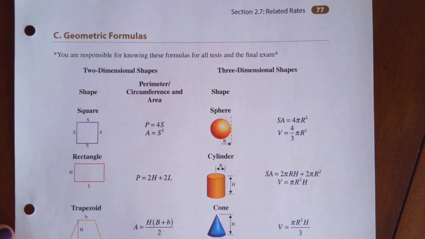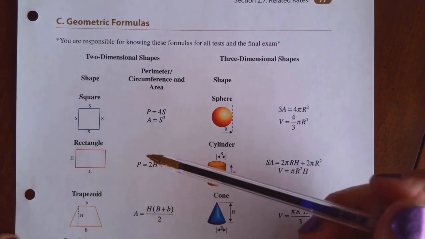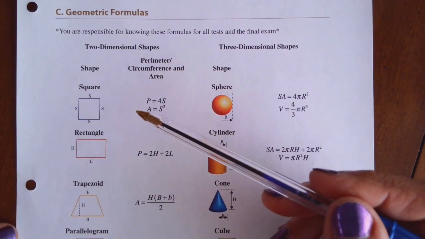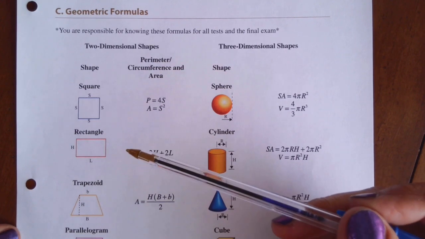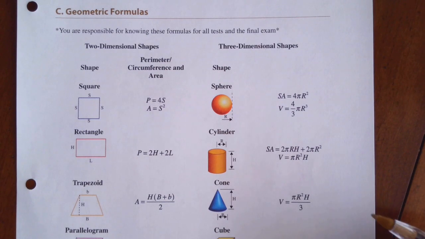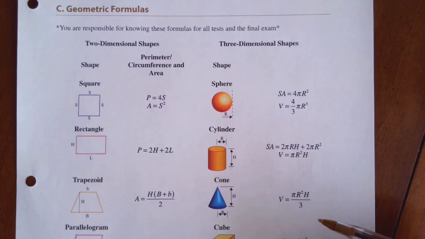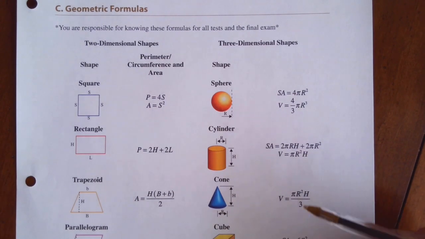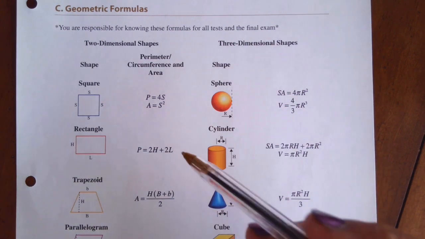Typically, we ask that you know the ones on the left-hand side, the two-dimensional shapes. You guys should know those. They're typically not given to you. The three-dimensional shapes, typically on a problem, they are given to you. If you're doing WebWork and it's not given to you, then obviously you can use this formula sheet. But typically, the word problems will have three-dimensional shape formulas for you, but not two-dimensional.